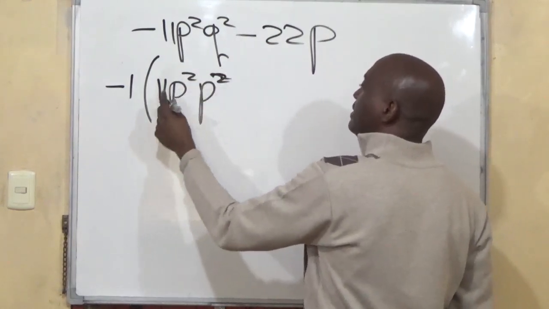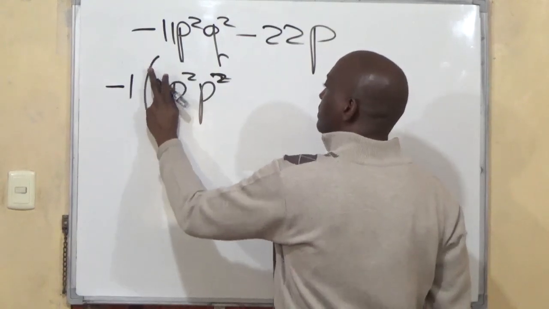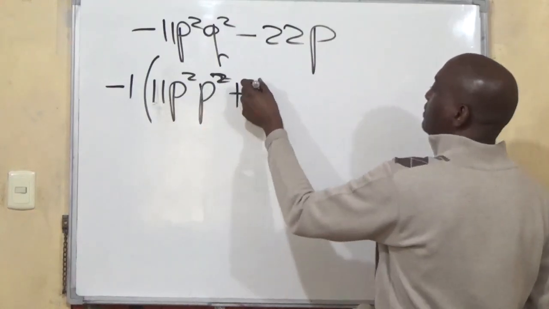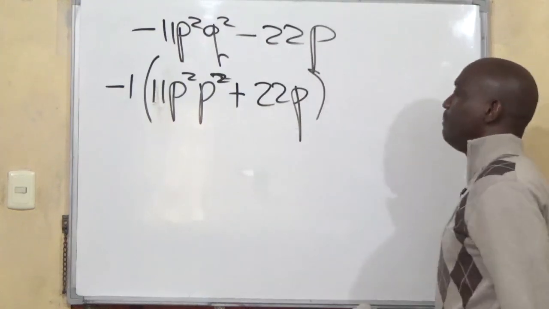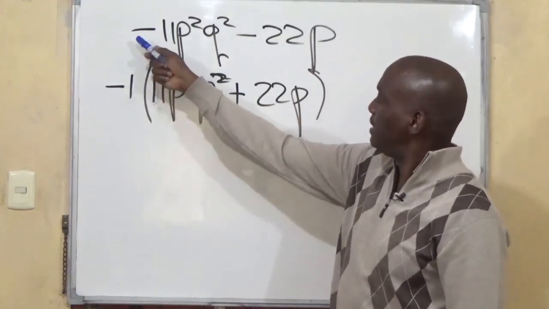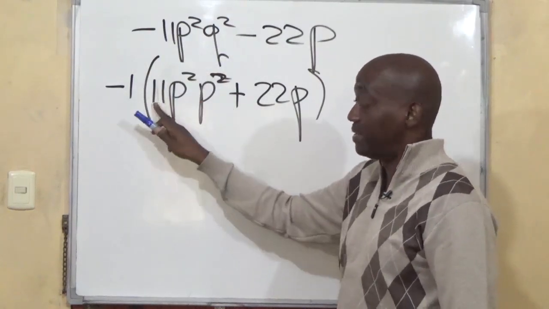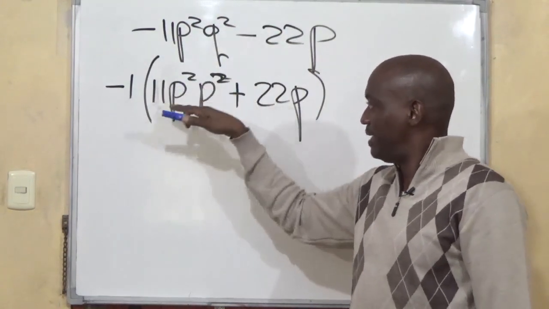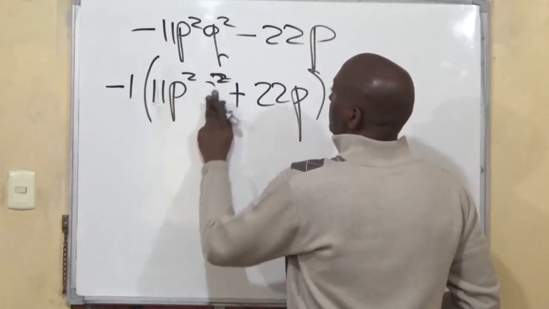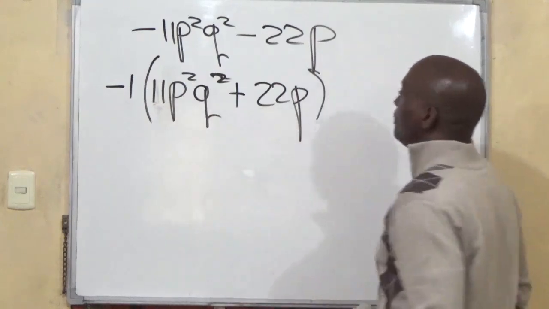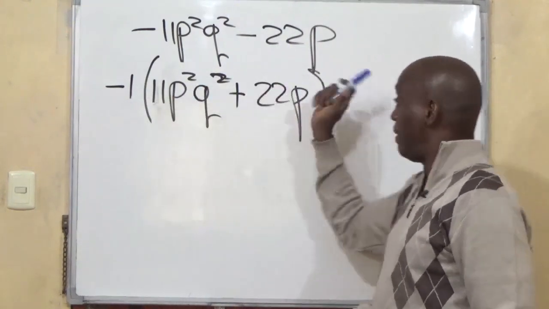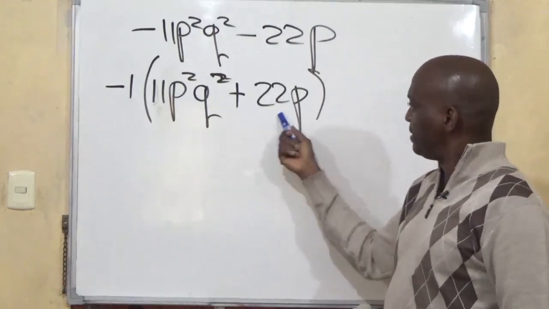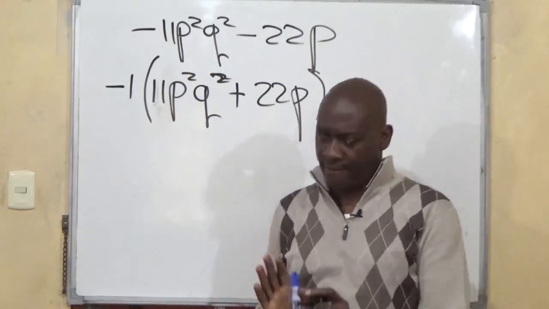Remember, when we take out the negative sign, the signs inside the bracket will change. So instead of minus here, it'll be plus. And because we take out the minus 1, you'll also have a plus 22p here. If you want to double check, minus 1 into minus 11 p squared q squared is 11 p squared q squared. Minus 22p divided by minus 1 will give you plus 22p. Or the other way around, minus 1 by plus 22p will give you minus 22p, right?